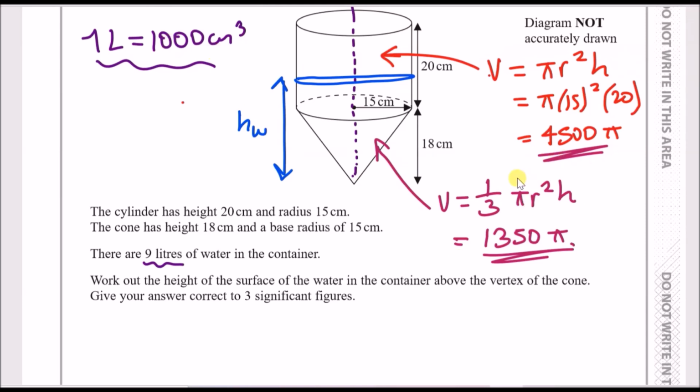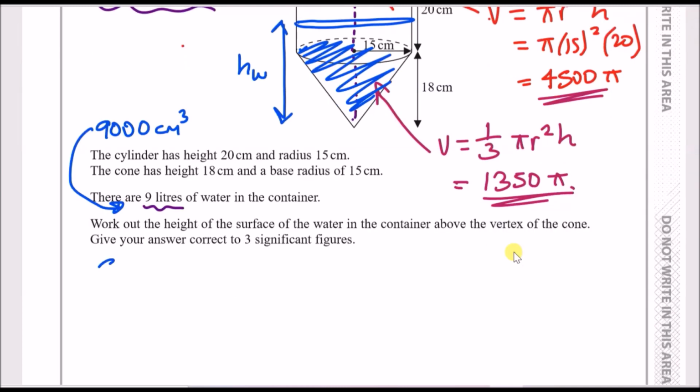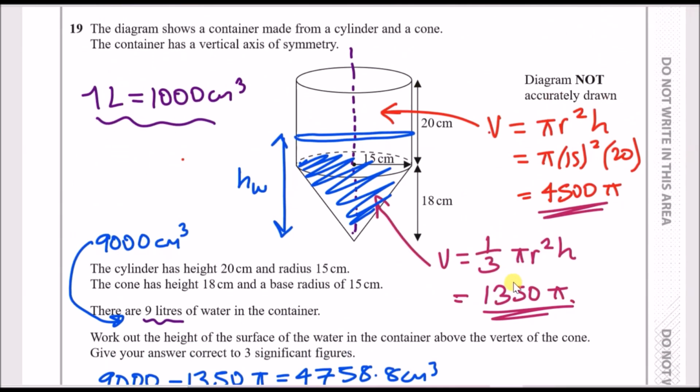Okay, so now with these volumes, and we know the fact that there is 9 liters of water in the container, which by the way, guys, is the same as 9000 centimeter cube. What I would do is firstly subtract the cone part away from 9000 and see how much water is actually left. So 9000 minus 1350 pi should give us 4758.8 centimeter cube left. That's going to be the amount left in the upper part, yeah? So this region here. So this is how much water is left.